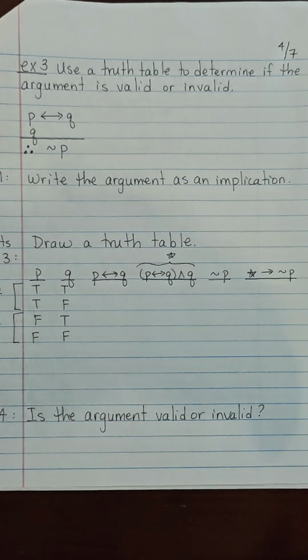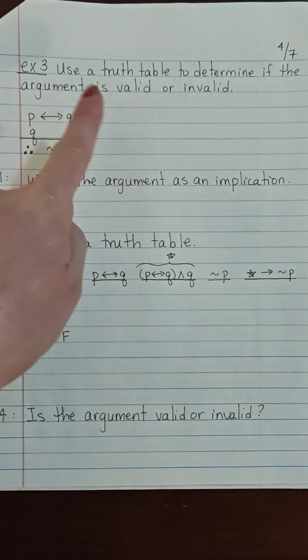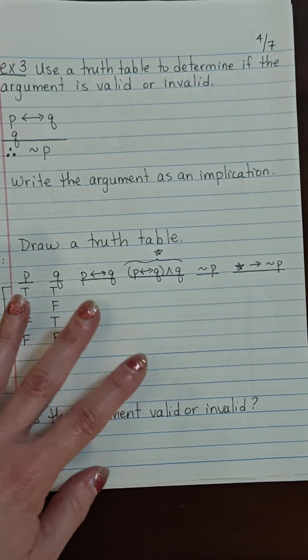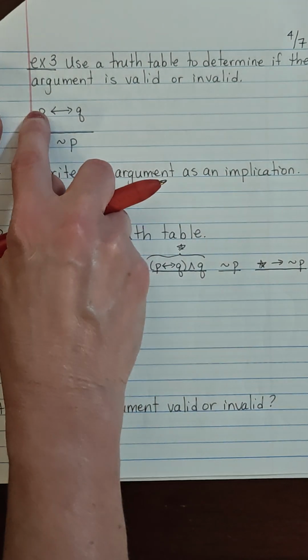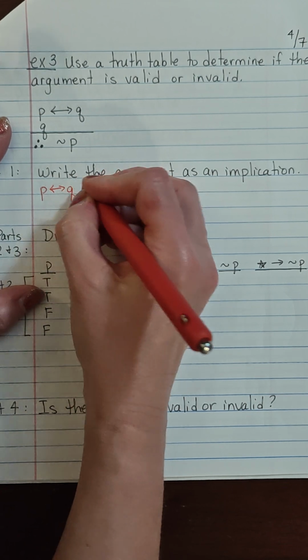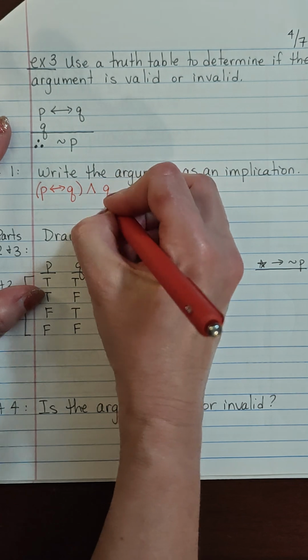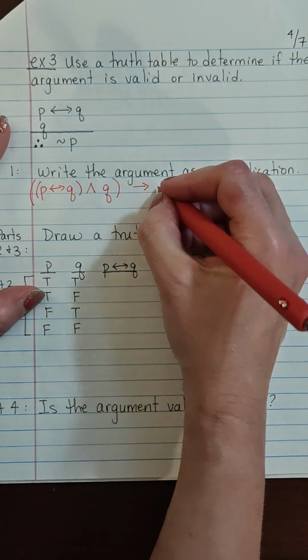Okay. So, example 3. We're going to use a truth table to determine if the argument's valid or invalid. Again, here's the original problem. Just like last time, in Part 1, over here, we're going to write the argument as an implication. So remember, I had a formula: the first premise, P biconditional Q, conjunction with the second premise. All of that implies the conclusion.